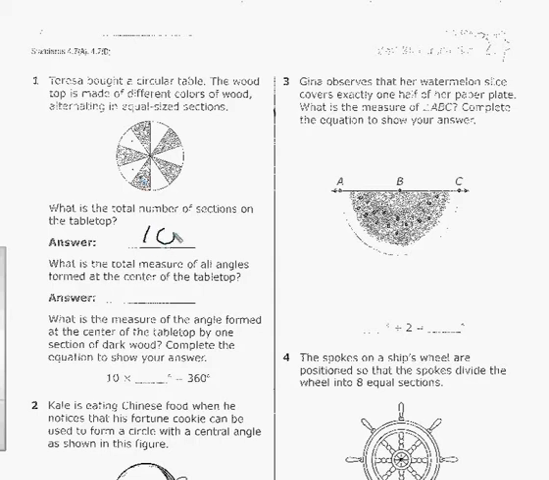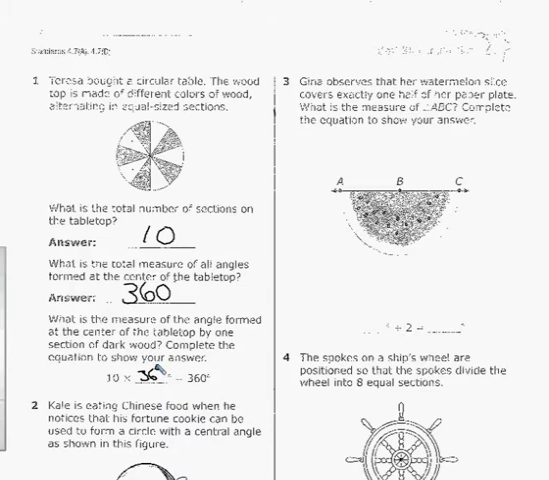There's 10 pieces. And the next part says, what is the total measure of all the angles formed at the center of the tabletop? And if I was to measure all the angles, it's in a full circle, so I know that's 360 degrees. So, what is the measure of the angle formed at the center of the tabletop by one section of dark wood? Complete the equation to show your answer. And I know that 10 times 36 is 360. So one section of it would be 36 degrees.